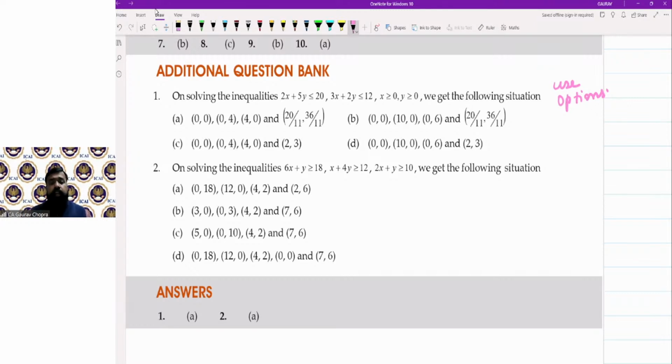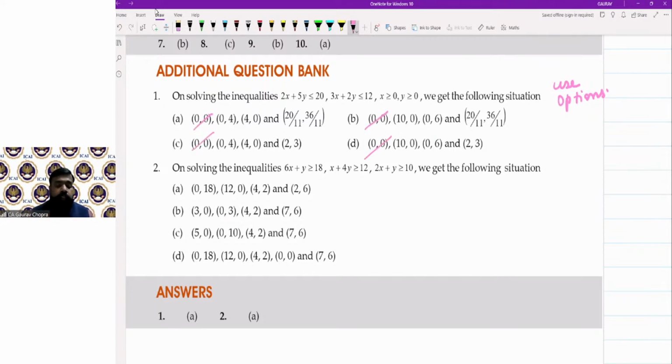So here you have to check which option satisfies the equations. Always try to satisfy all the points: first, second, third, fourth. The option whose coordinates all satisfy will be the correct one. So here you don't have to check 0,0 because 0,0 is common in all. So never check this. Now what is next?